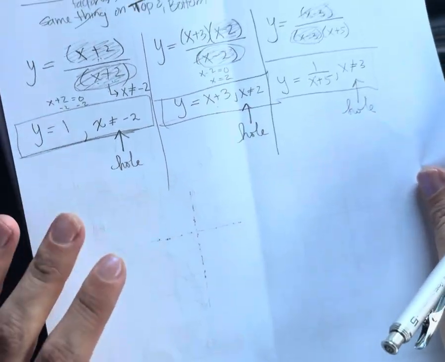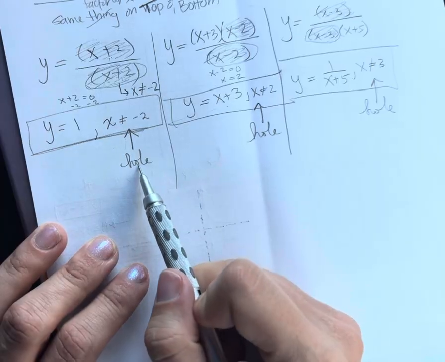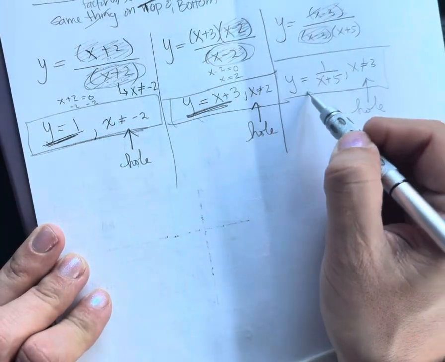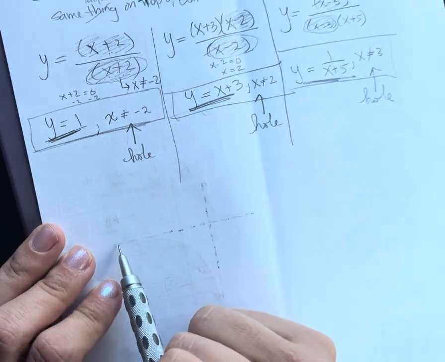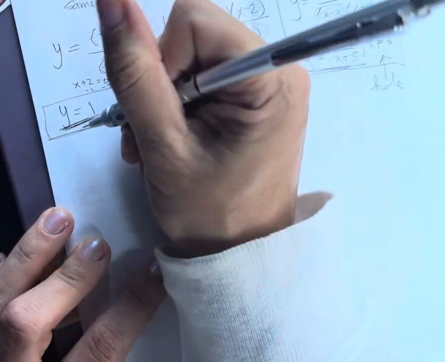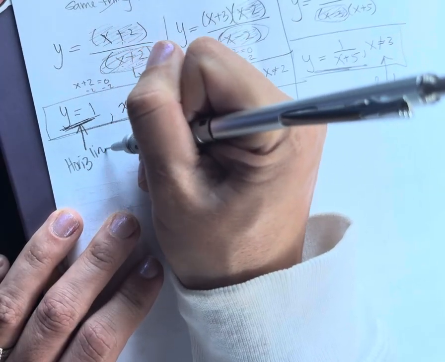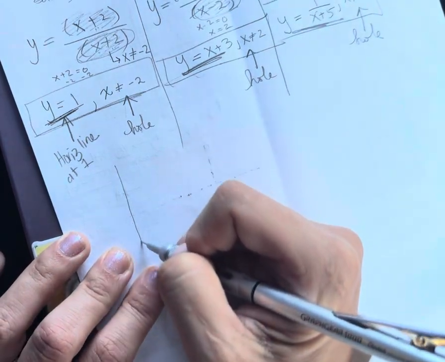All right? So now I'm going to go back to this part where I was talking about holes and show you guys graphically what the hole looks like. You guys, all it is, you graph this function, this one, and then you just go to the location of the hole and you put a little circle there. Watch. Y equals 1, that's a horizontal line at 1. So it looks like this.